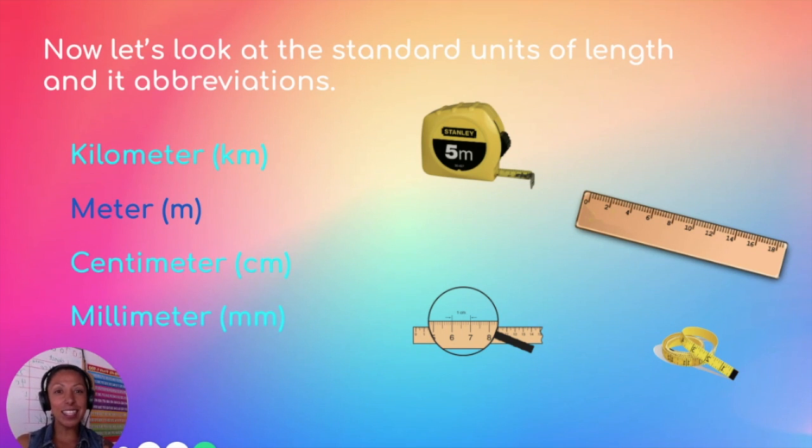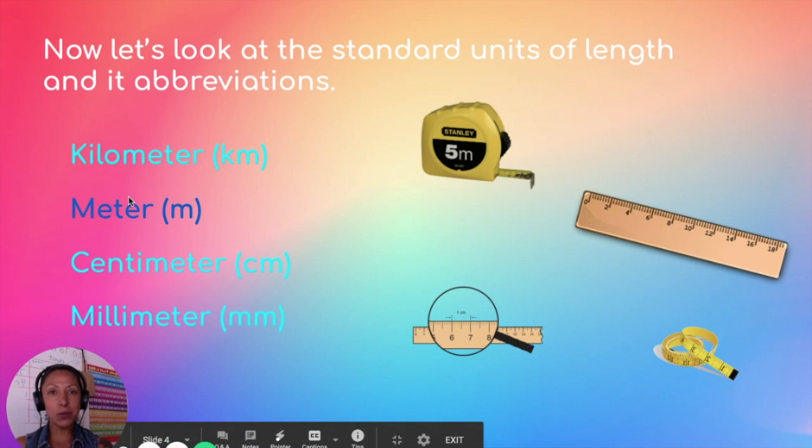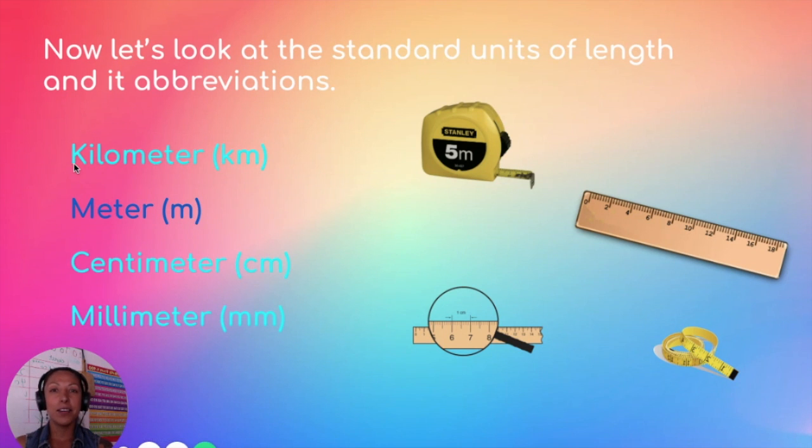Now let's take a look at the standard units of length and its abbreviations. So the basic one is the meter, and the abbreviation is an M. We also have kilometers, and the abbreviation is km. For centimeters, cm, and for millimeters, mm.